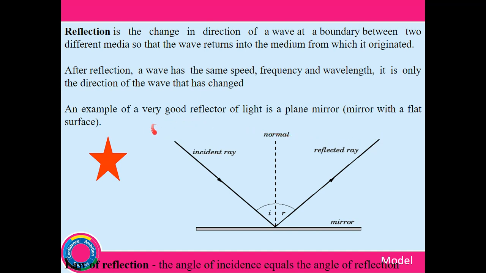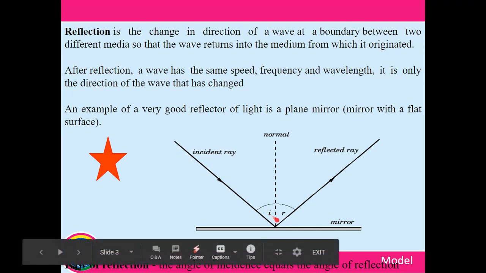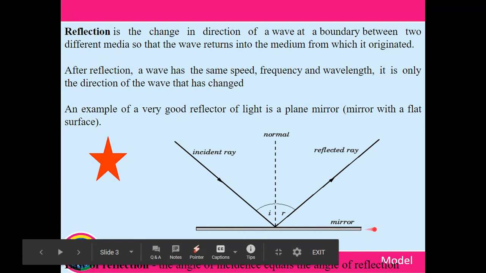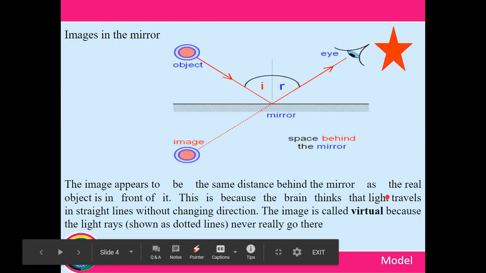So if you had a torch here, where my little red dot is at the moment, it would be shining down onto the mirror and it would come out back into the media that it's come from. And the mirror wouldn't allow anything to pass through it, unlike in refraction. An example of a good reflector of light is the plane mirror, the mirror with a flat surface. So here is your plane mirror. These are known as plane mirrors. Okay, sorry for the cough.